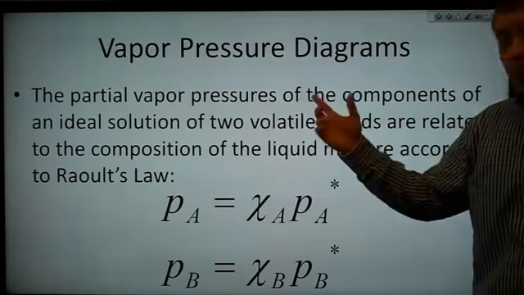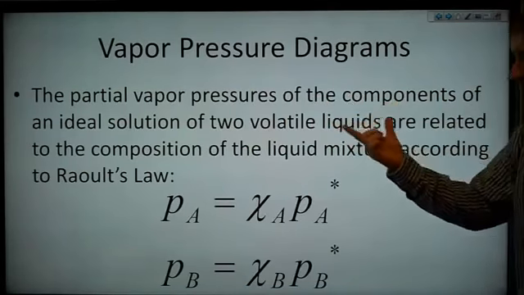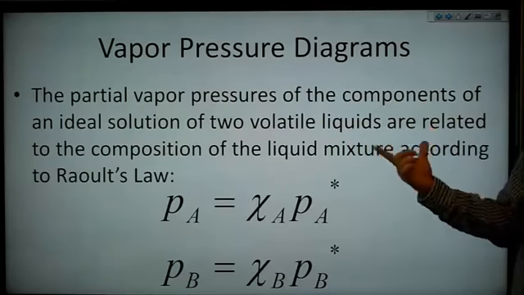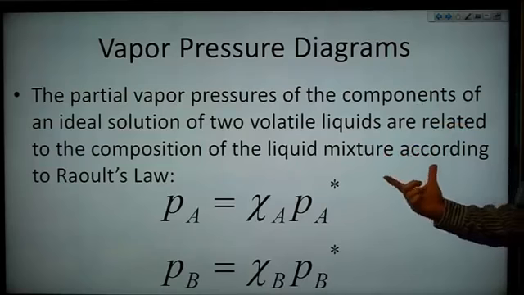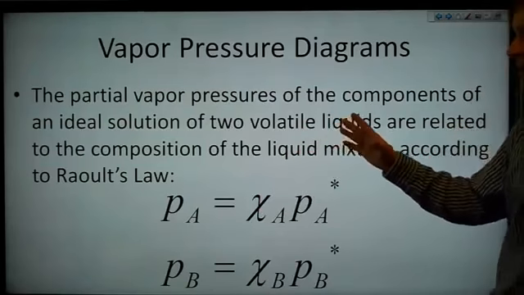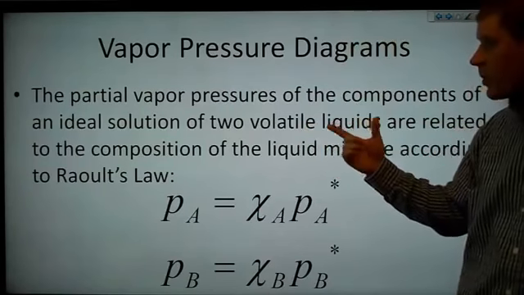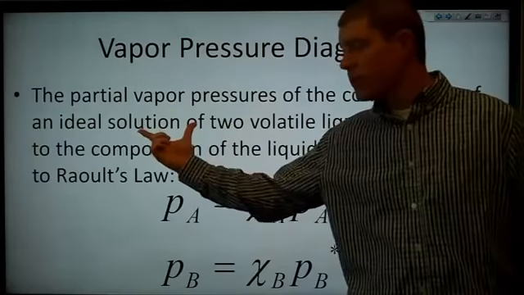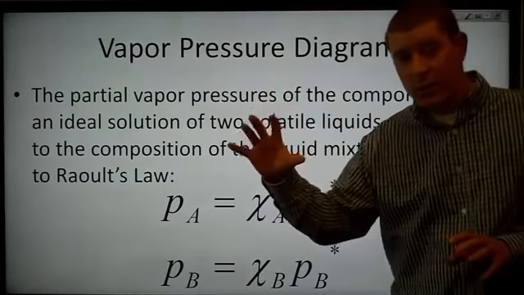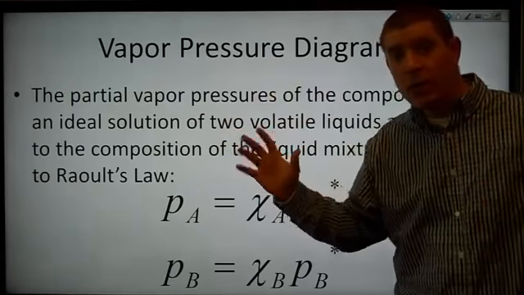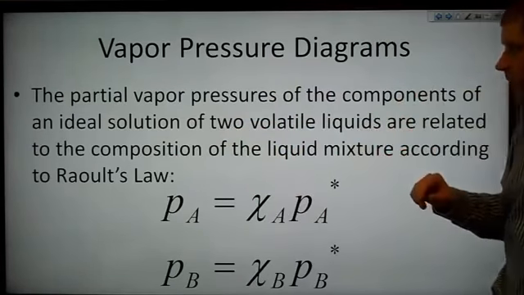Alright, so the partial vapor pressures of the components of an ideal solution of two volatile liquids are related to the composition of the liquid mixture according to Raoult's law. Note that in the last video we were looking at an ideal solution or real solution of a volatile liquid with a non-volatile liquid. So here we're going to look at two volatile liquids.